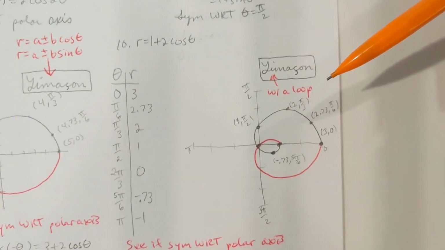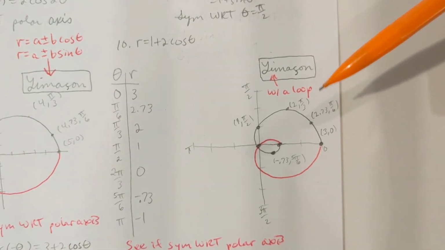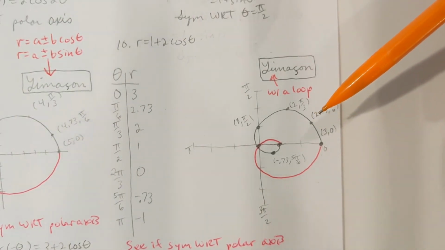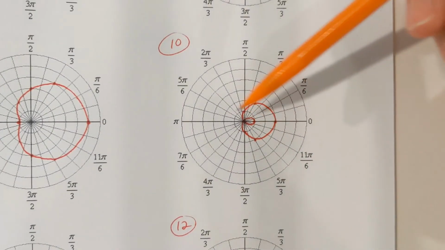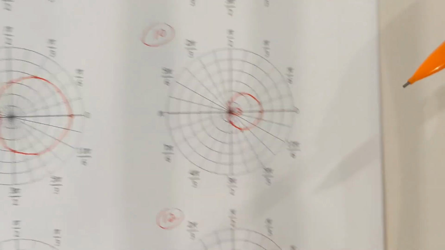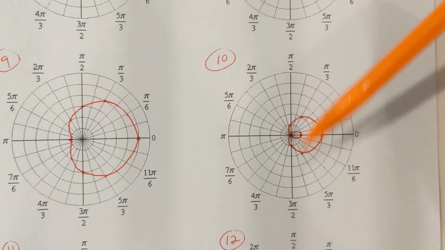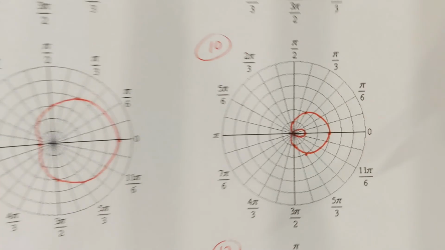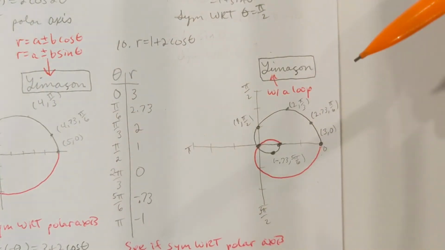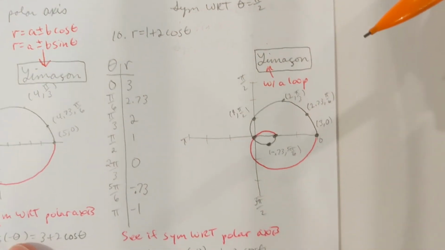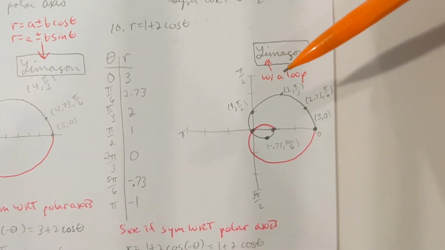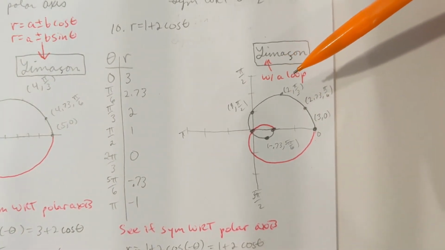And the curve that we have drawn is a limaçon with a loop. Here would be the complete graph on my polar grid. Again, if you want any of this polar graph paper, send me an email and I can send you this graph paper. It's kind of handy to have if you're working with polar coordinates. So we have a limaçon with a loop.